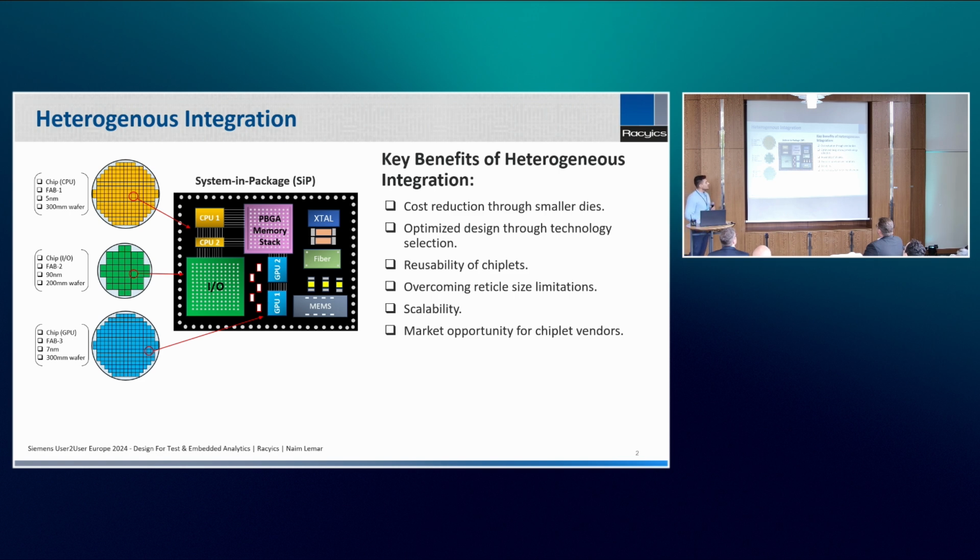Using chiplets to bring them all together and make a system will bring lots of benefits. For example, it will reduce the cost because we use smaller dies. It will enhance the yield.